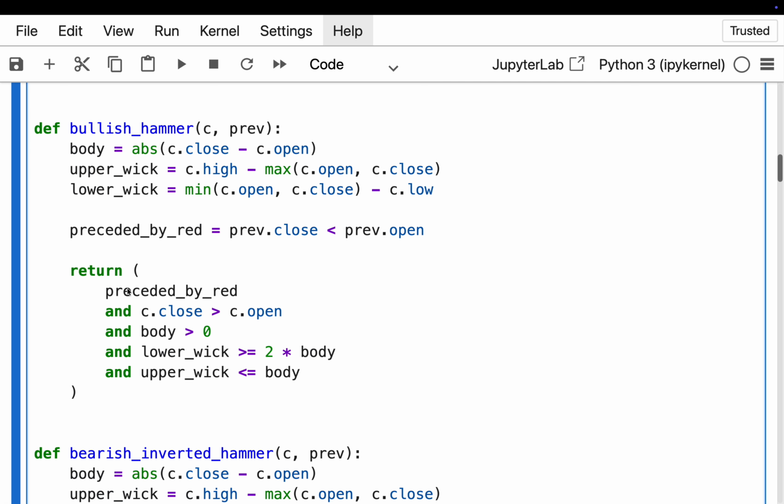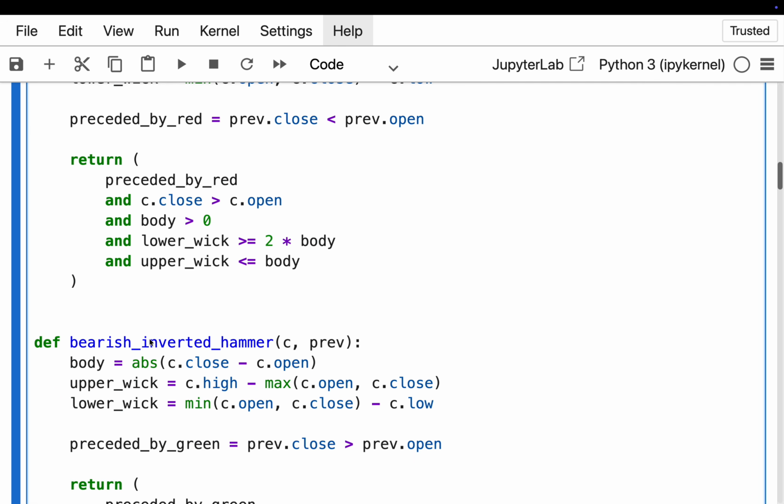The lower wick must be at least twice the body. The upper wick must be no larger than the body. And the preceding candle must have closed red. The hammer only counts if it follows a negative move. There's also a body greater than 0 guard to avoid flagging dodgy candles by accident.